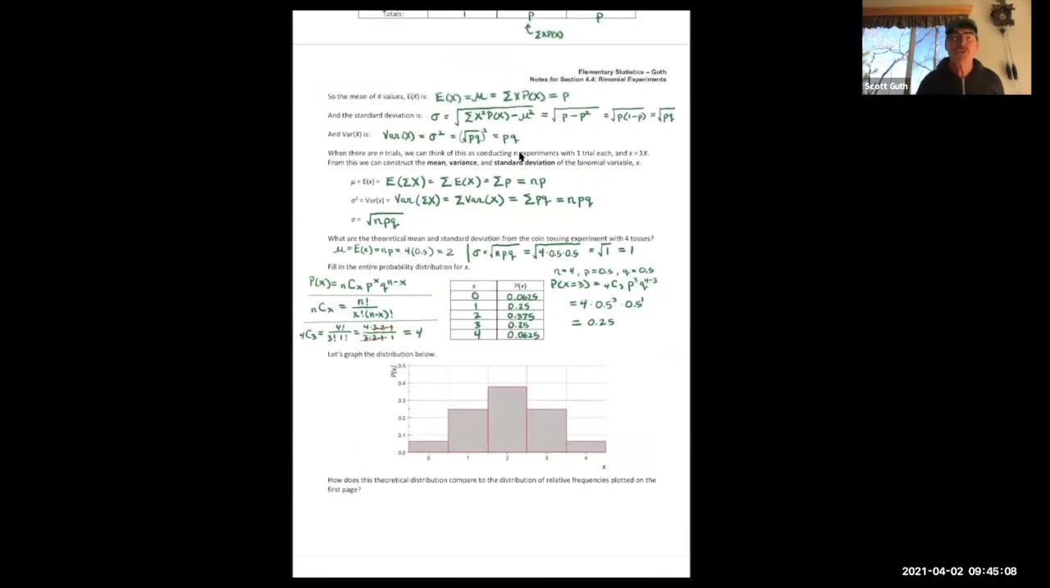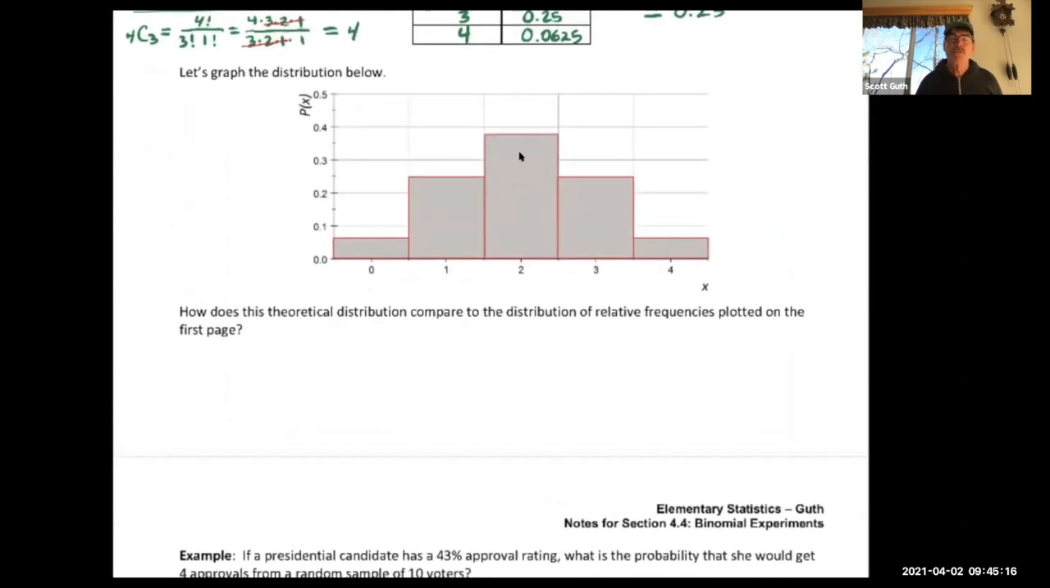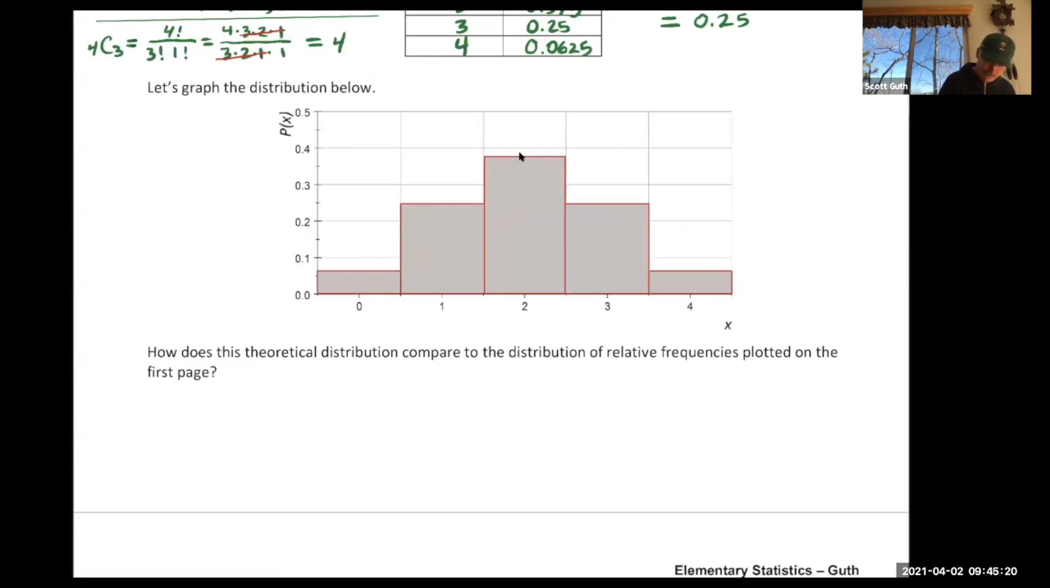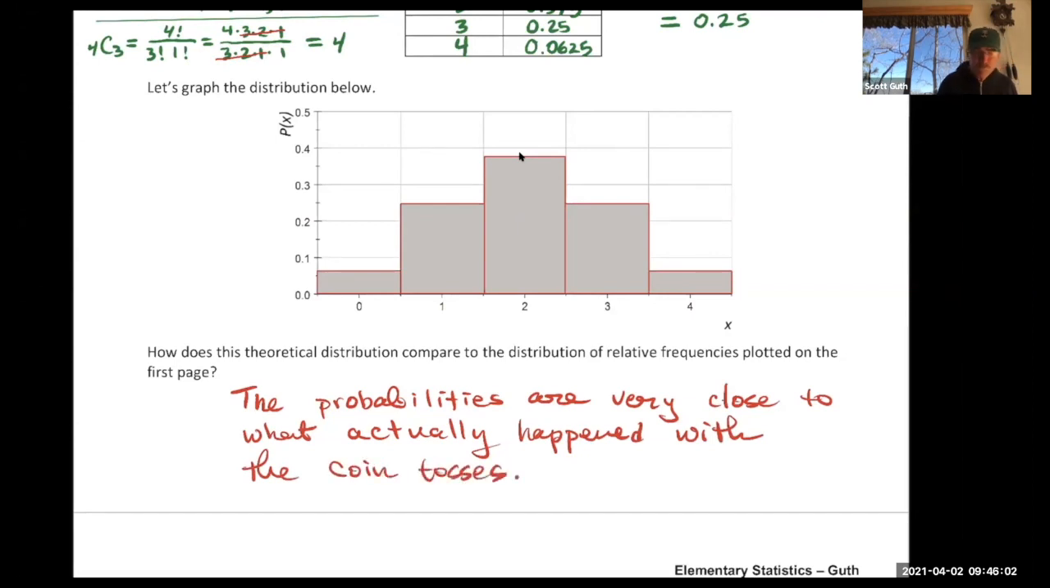Again, this is all just to show you how good theory can predict reality. Here's reality. Here's theory. So they are a very close match. I should say the probabilities are very close to what actually happened with the coin tosses. Is there any question about that?